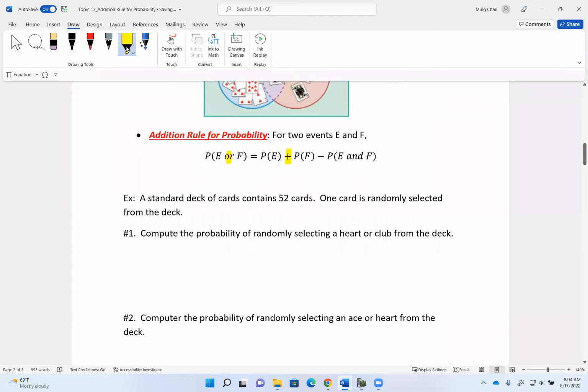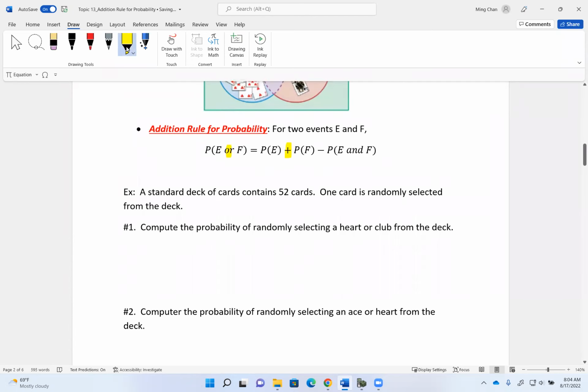So let's take a look at some examples. Let's say a standard deck of cards contains 52 cards. One card is randomly selected, so I'm drawing one card. Compute the probability of selecting a heart or a club. So that word or. My two events are heart and club.